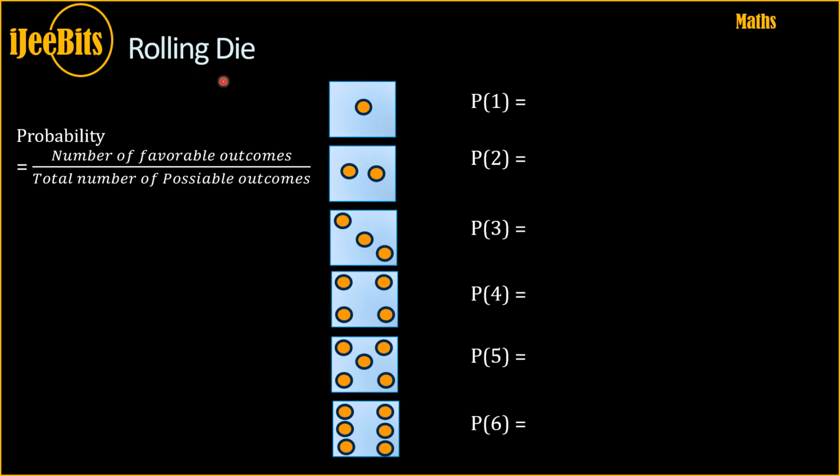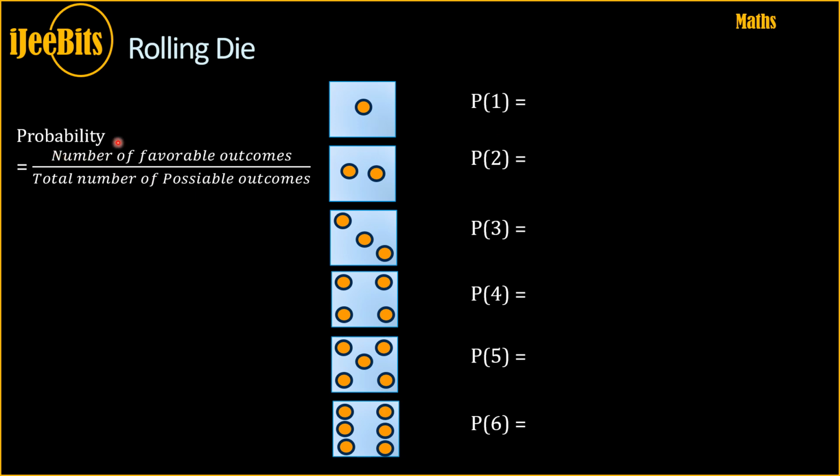Let's say you are rolling a die. What is the probability of getting 1 on top of your die, or getting 2, 3, 4, 5, or 6? We know there are 6 faces on the cube, the die, right? So getting 1 is one possibility out of 6. Probability of 1 means getting 1 out of 6.